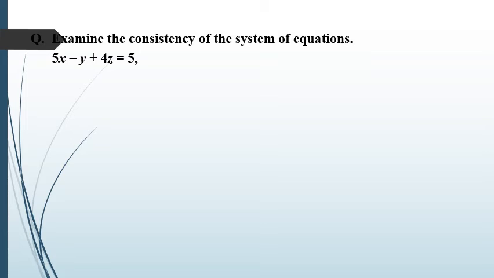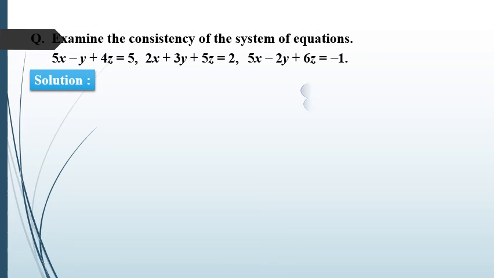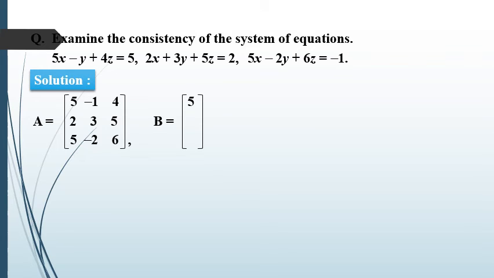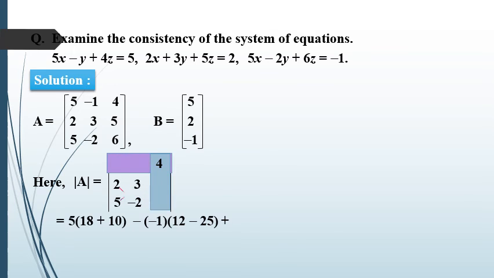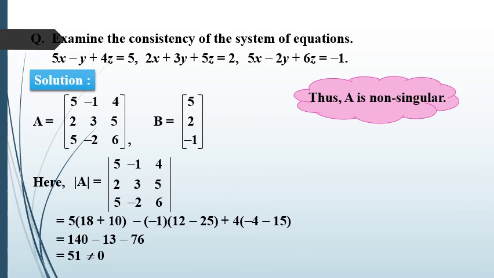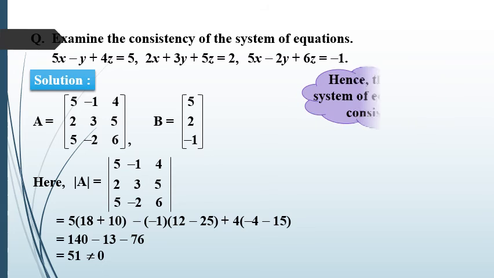Next, examine the consistency of the system of equations. So again, split the equations into matrices. Calculate the determinant of A. So determinant of A is equal to 51, which is not equal to 0. Therefore, A is non-singular and the system of equations is a consistent system.